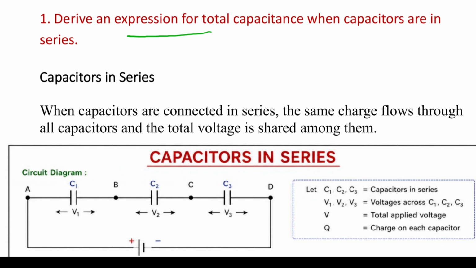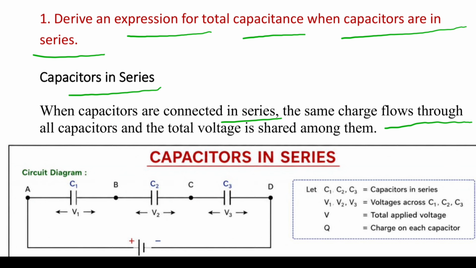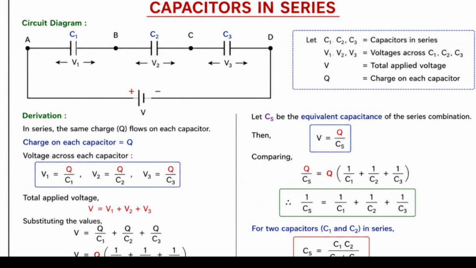Derive an expression for total capacitance when the capacitors are in series. Before going to that, when the capacitors are connected in series, the same charge flows through all the capacitors, and the total voltage is shared among them. So this is the diagram.